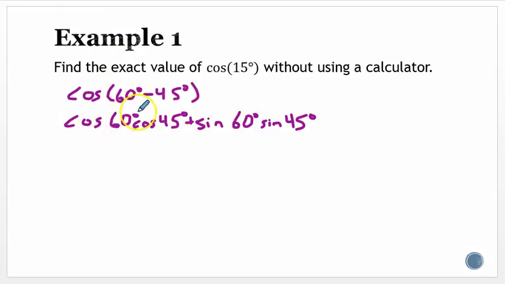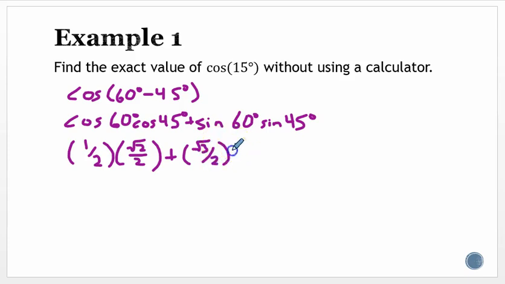So now I have a series of trig functions that we can evaluate without using a calculator. We couldn't have done cosine of 15 before, but cosine of 60 and cosine of 45, those are all values we can do from our unit circle instead. So we just want to evaluate each of these separately. Cosine of 60 is equal to 1/2. Cosine of 45 is equal to square root of 2 over 2. And notice that those two trig functions were being multiplied together, so these two should be multiplied together. Then there's a plus sign. Sine of 60 degrees is equal to square root of 3 over 2. And sine of 45 degrees is equal to square root of 2 over 2. So make sure you can do those without a calculator.